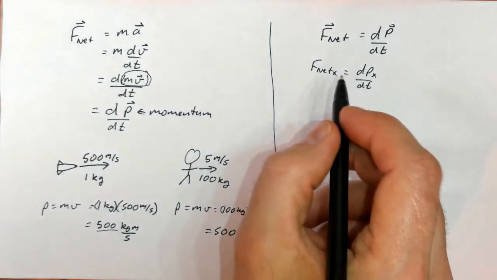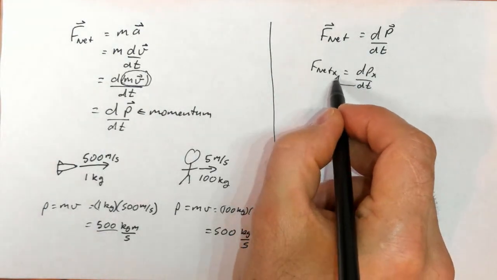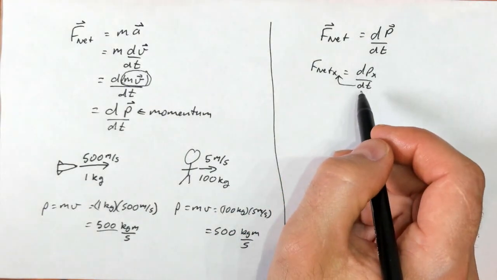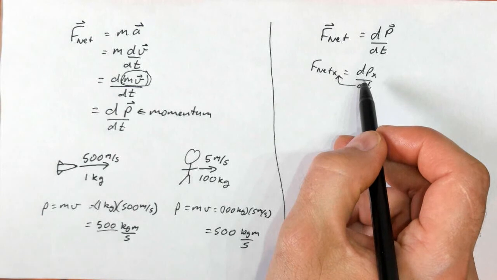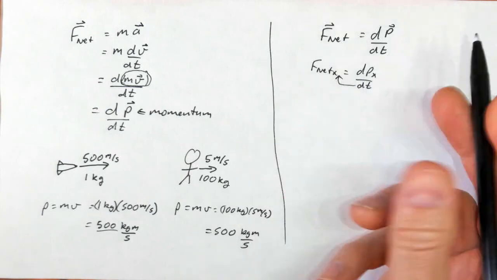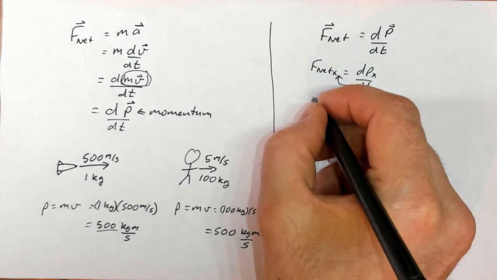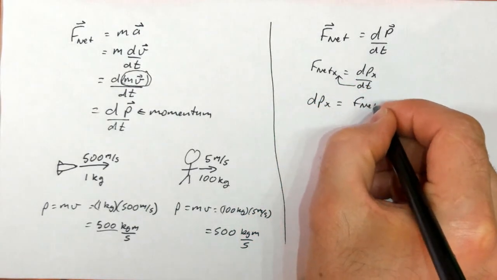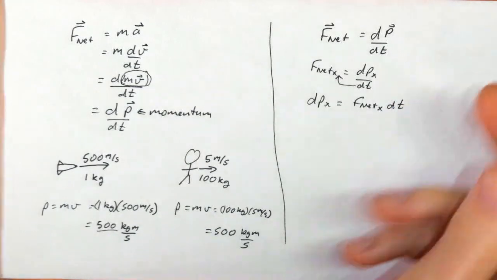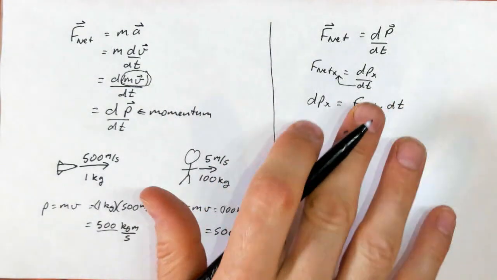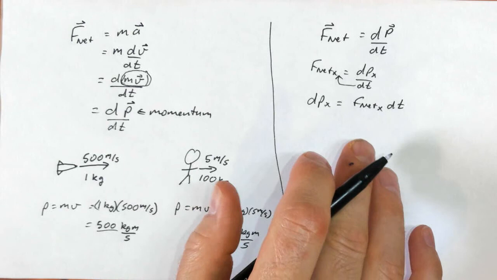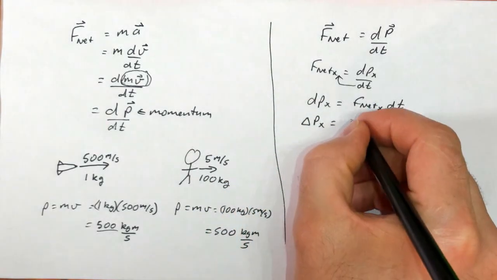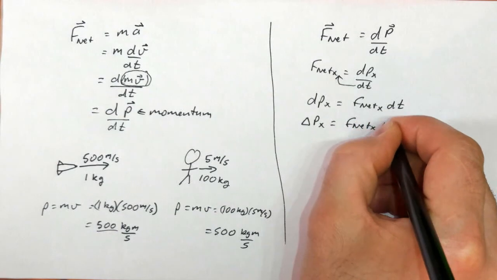Okay? So sometimes we take this time and we multiply it up. Remember, this is a derivative, but in physics, derivatives are just really small changes. So that's just a really small number there, and I can multiply it up, and I end up with dpx equals F net x dt. Now, if the force is constant over that time period, I can just say delta px equals F net x delta t.